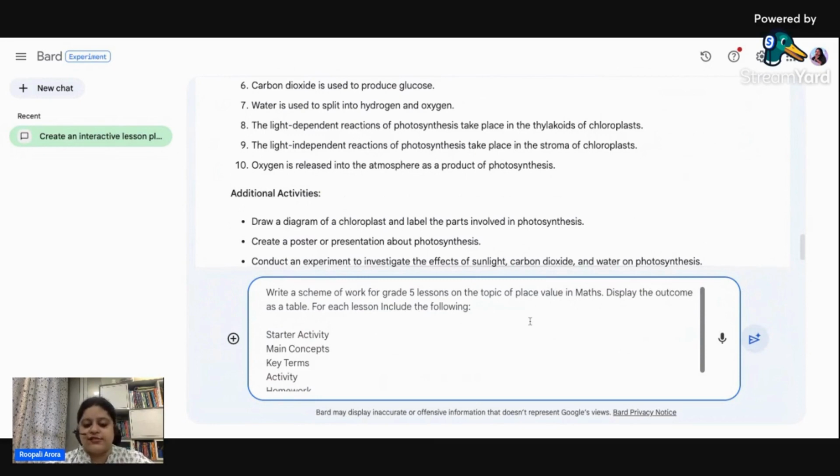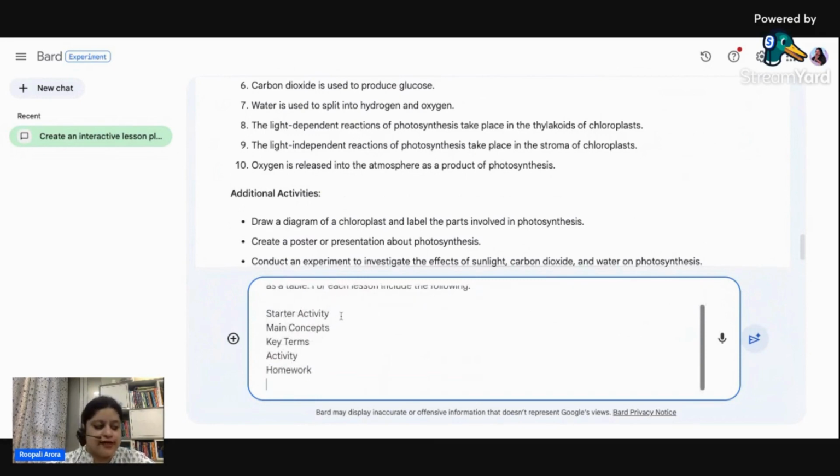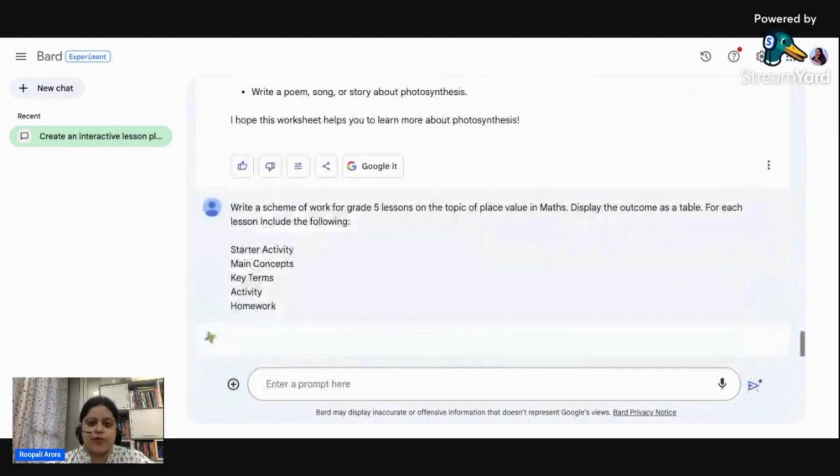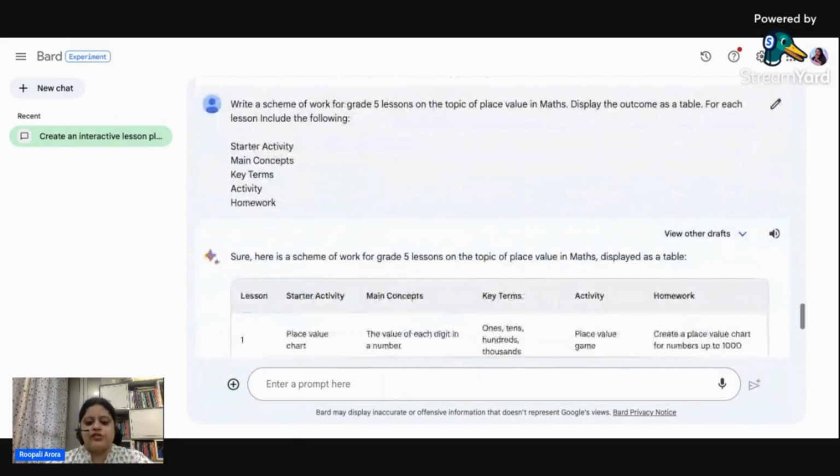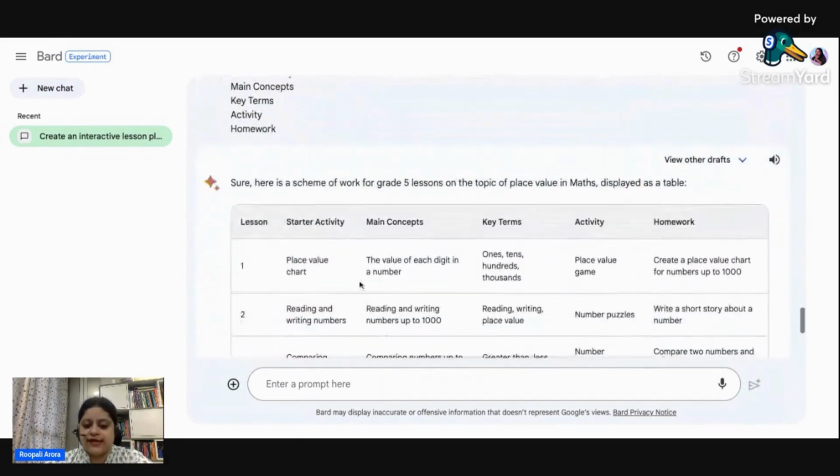And for each lesson, include the following: starter activity, main concepts, key terms, activity, and homework. So now I am being very specific as to what kind of output I expect from Bard. Based on that, we have the result given by Bard in a table, which tells me the starter activity, the main concepts, the key terms, the activity, and also the homework.